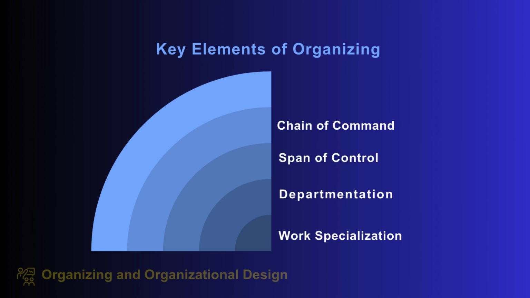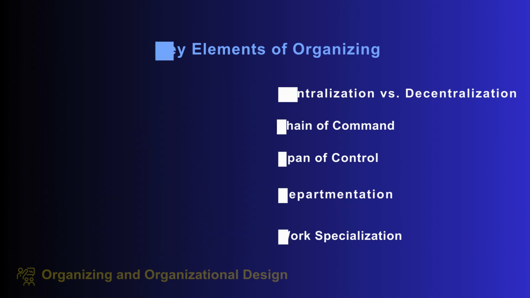Span of control. This indicates the number of subordinates a manager oversees. A wider span can lead to less direct supervision, while a narrower span allows for more hands-on management. Centralization versus decentralization. Centralized organizations have decision-making concentrated at the top levels, while decentralized organizations distribute authority among various levels. Each approach has implications for agility and responsiveness.